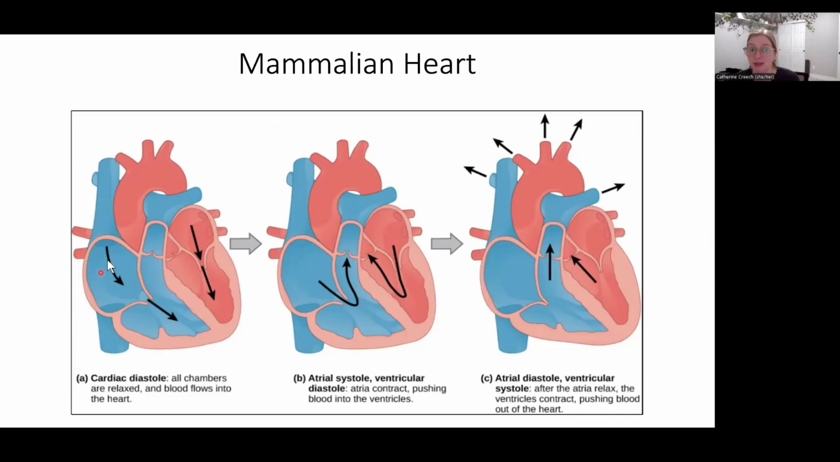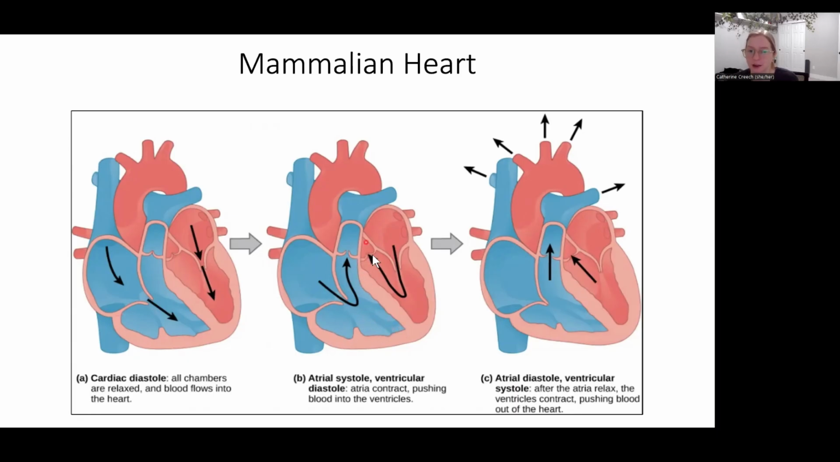So as my systemic system is sending blood back in, the pulmonary system is also sending blood back in. So here's my pulmonary veins, both sides. Blood comes back from the lungs into the left atrium, and it will be contracted to top off the left ventricle. So we're pooling in the ventricles. Our next step is the contraction. That's going to push blood through.